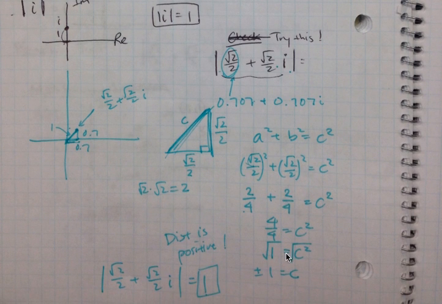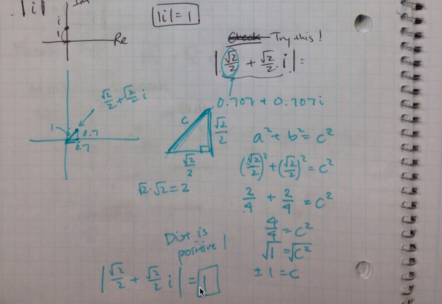How do I solve for c? I square root both sides. So once I square root both sides, I get plus or minus 1. Remember, anytime you take the square root of a square number, you have the plus or minus. So if c is equal to plus or minus 1, remember, distance is always positive. Therefore, my answer is the absolute value of root 2 over 2 plus root 2 over 2i is equal to 1.